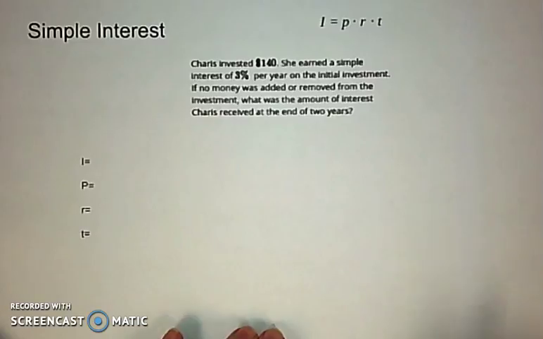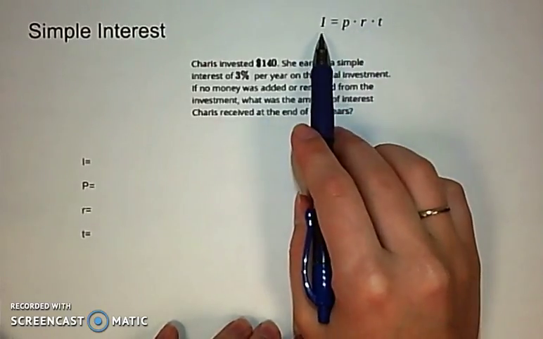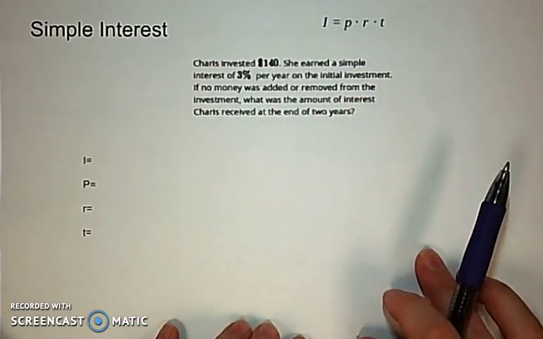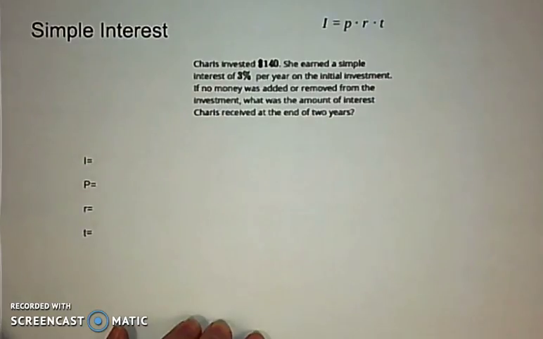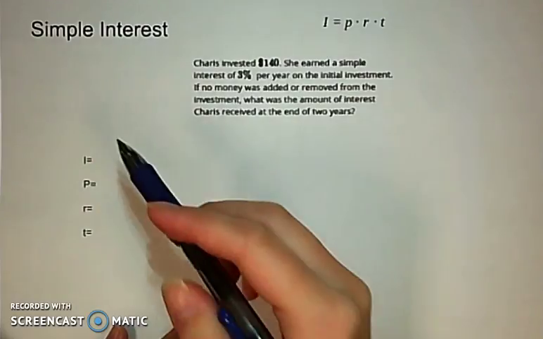Last for today, we're going to talk about simple interest. And remember, this uses the formula I equals PRT, where I is interest, P is principal, R is rate, and then T is time in years. So here, when we read this, it says Charis invests $140. She earns a simple interest of 3% per year on the initial investment. If no money was added or removed from the investment, what was the amount of interest Charis received at the end of 2 years?